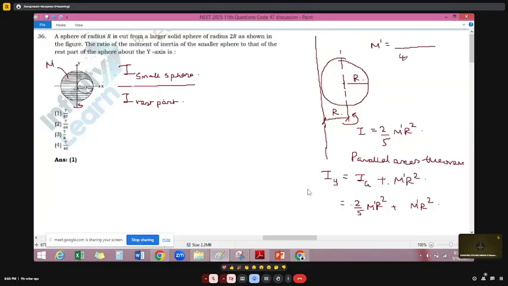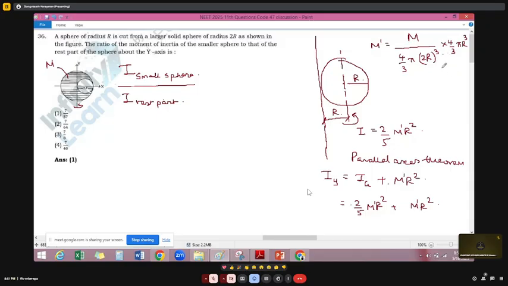For the total volume, 4 by 3 pi r cube. R cube is 2r cube. Why 2r? Because the bigger sphere is 2r cube. So for this volume, the mass is capital M. Of course, that is not given; I'm assuming it. How much is it for this small volume, which is 4 by 3 pi r cube? That's all. If you know how to write these ratio and proportions, you will get the answer very easily.